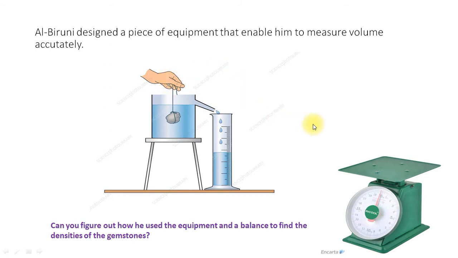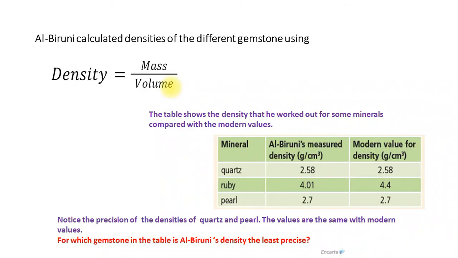Okay, measuring the mass wasn't a problem, but the volume was. Can you figure out how he used the equipment and a balance to find the density of the gemstones? Al-Biruni calculated the density of different gemstones using the formula density equals mass over volume.